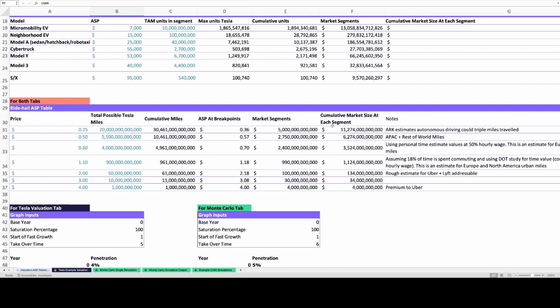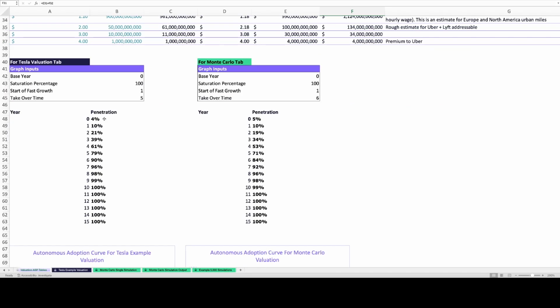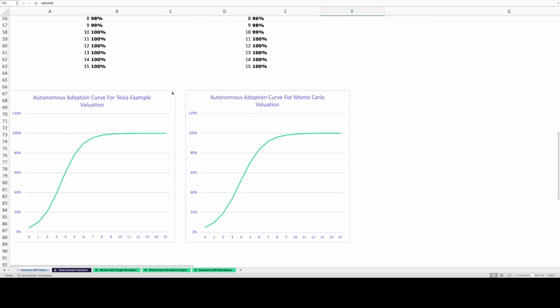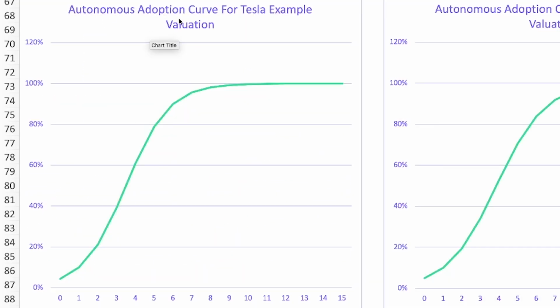Ark Invest also sharing some assumptions around ride hail. I just want to focus on one key number here. Cumulative market size at each segment, at 25 cents per mile, approximately an $11.2 trillion opportunity. Not bad. And we're now looking at Ark Invest assumptions for autonomous adoption. Let's just look at the curve, makes things a lot clearer. We'll just focus on the left here, the example.